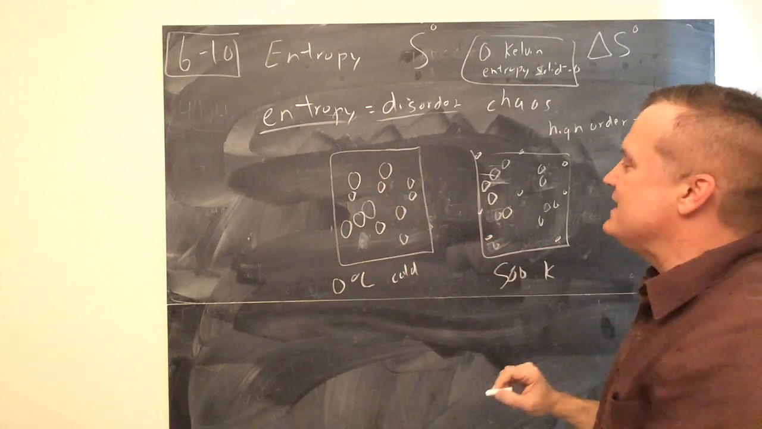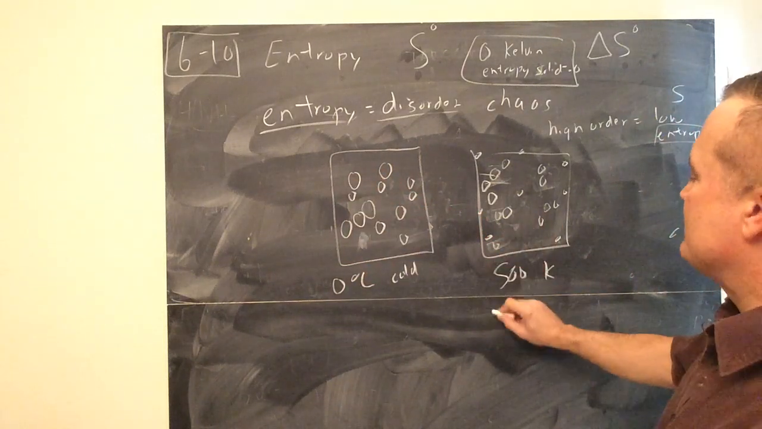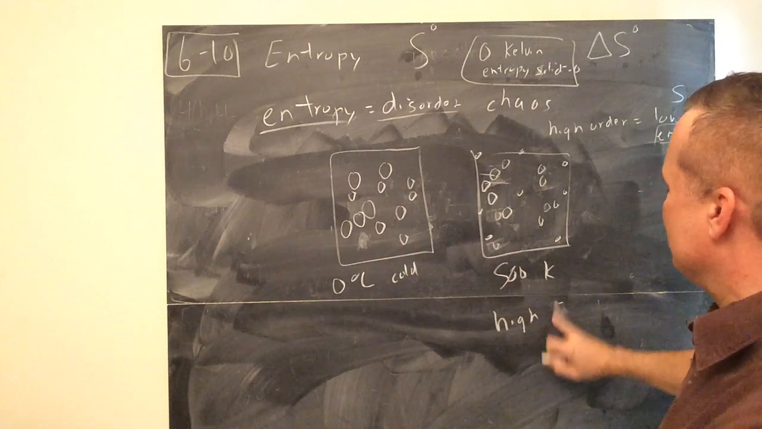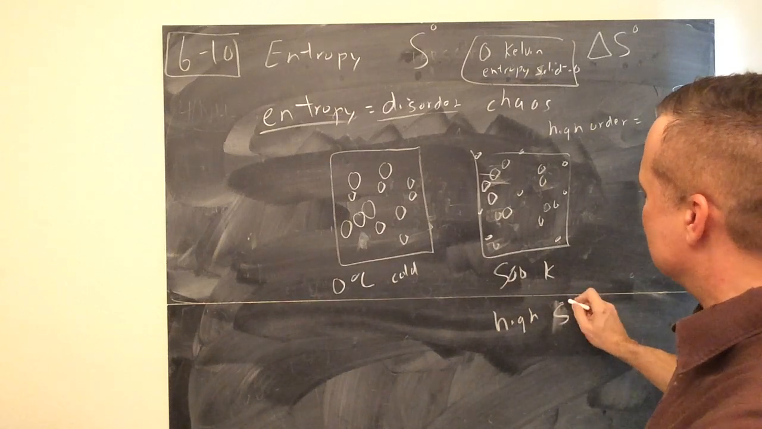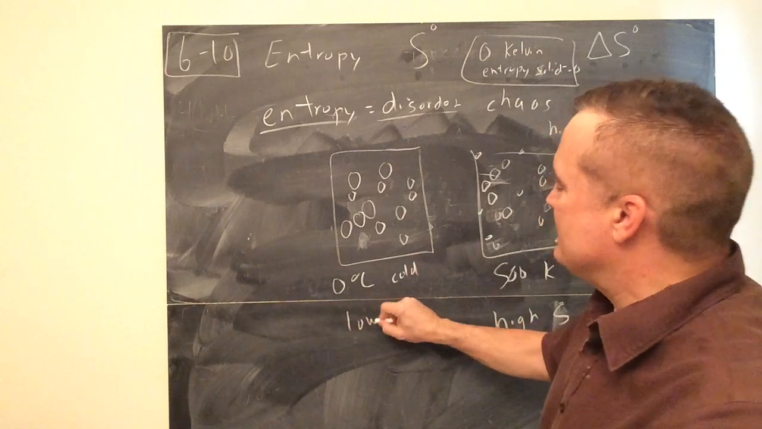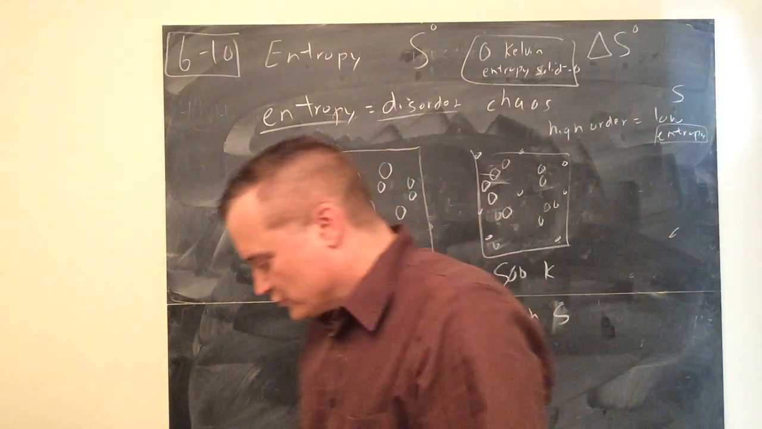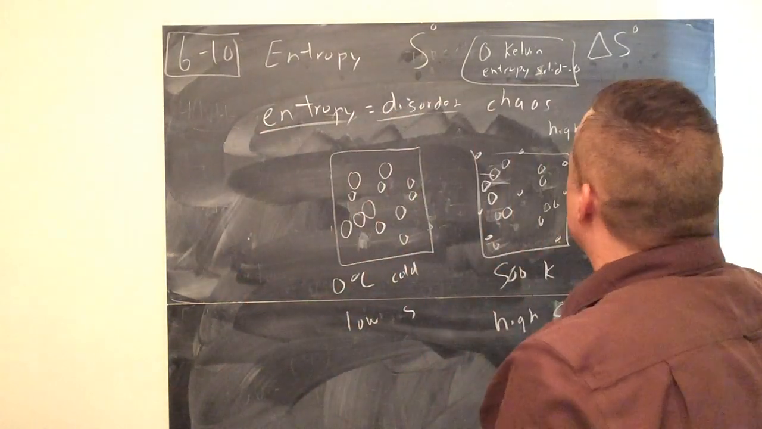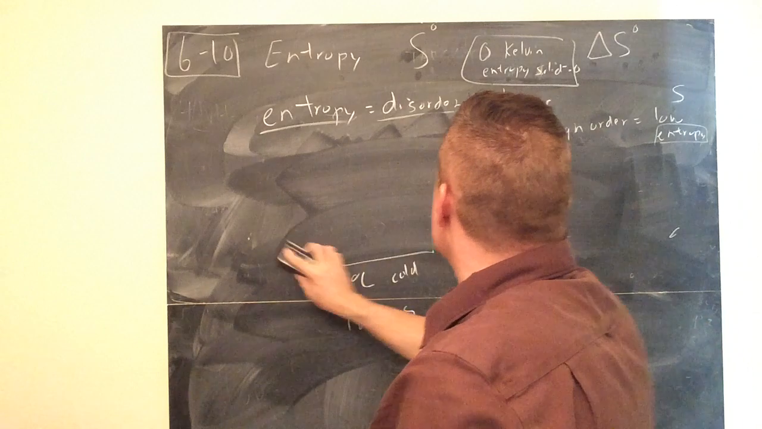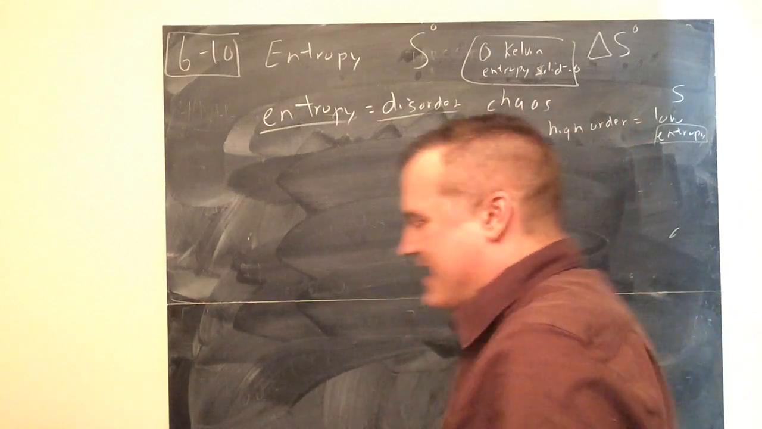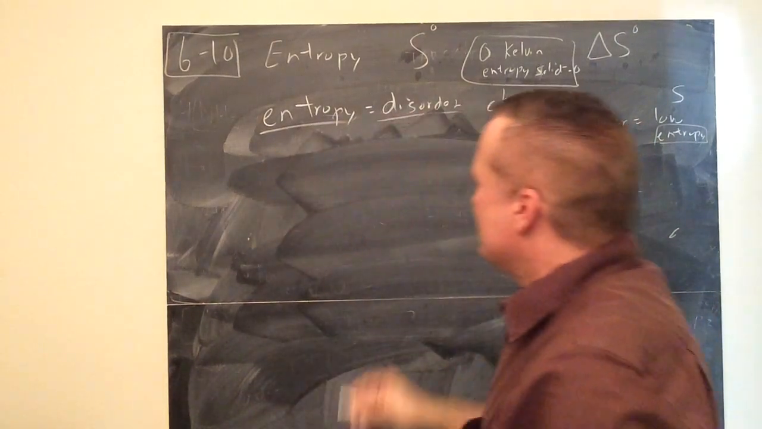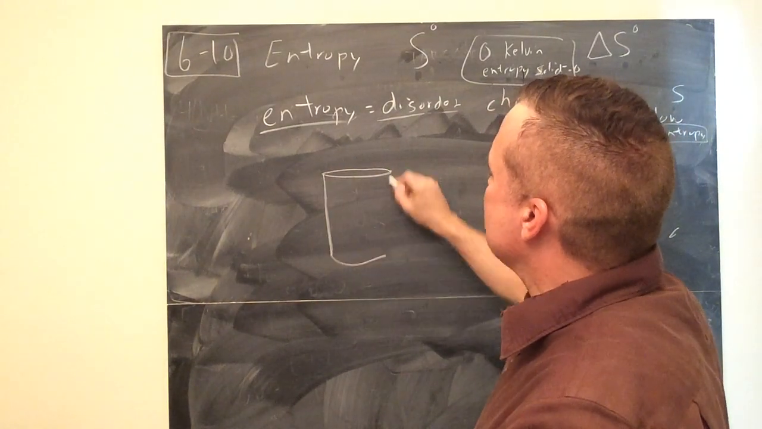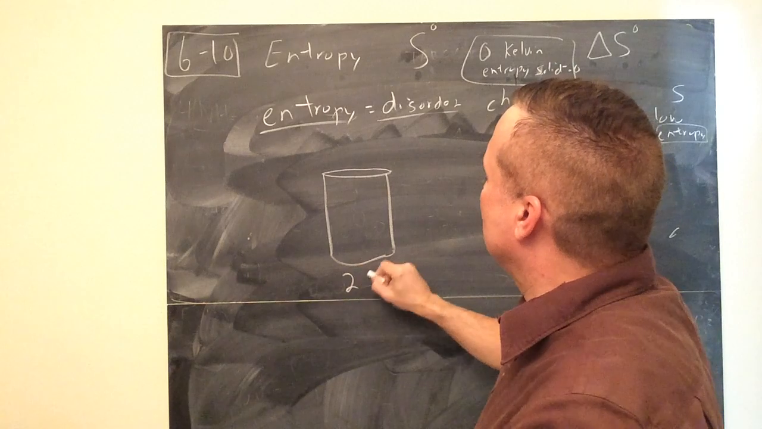So what we're saying is this would have high entropy. Higher temperature means higher entropy. I'll put S: high entropy. And this would have low entropy when you see them at a colder temperature. So colder temperature, low entropy. All right, number four, a change in volume of the system. This is kind of what I was getting at with the microstate, and I should have brought that up again. I'll show you that. Let's say this cylinder is 2 liters.